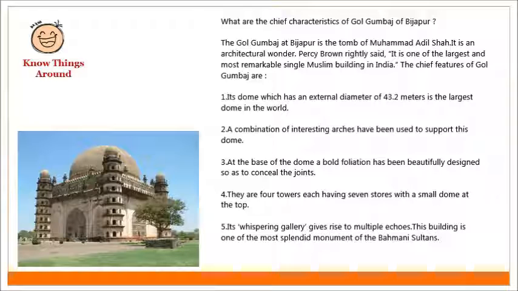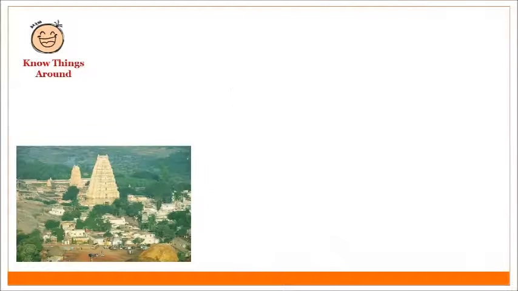A combination of interesting arches have been used to support this dome. At the base of the dome, a bold foliation has been beautifully designed so as to conceal the joints. There are 4 towers, each having 7 stories, with a small dome at the top. Its whispering galleries give rise to multiple echoes. This building is one of the most splendid monuments of the Bahmani Sultans.